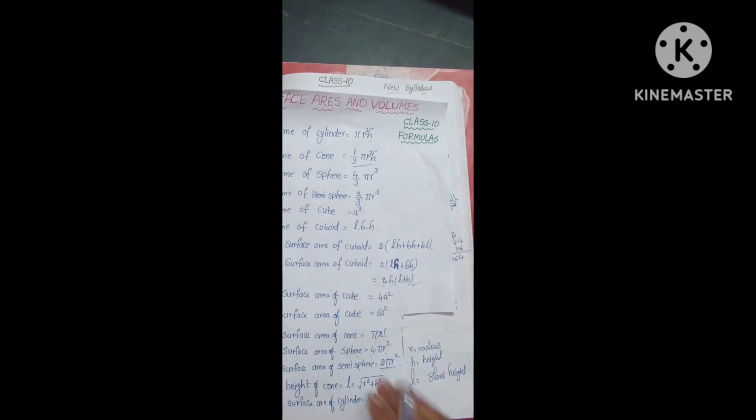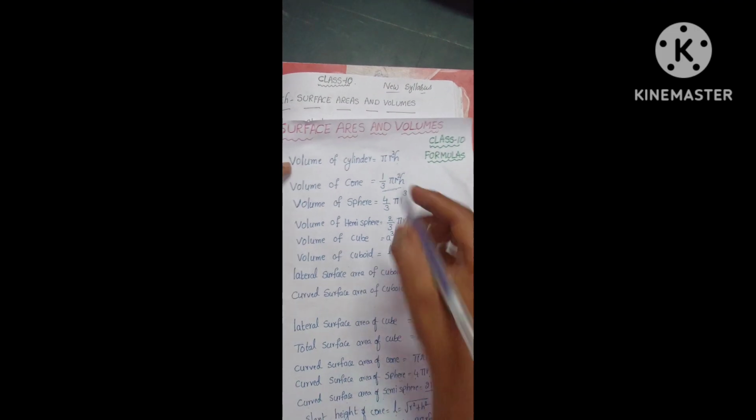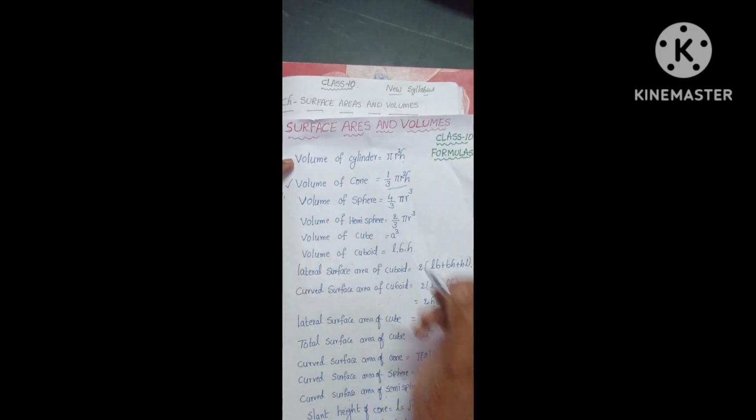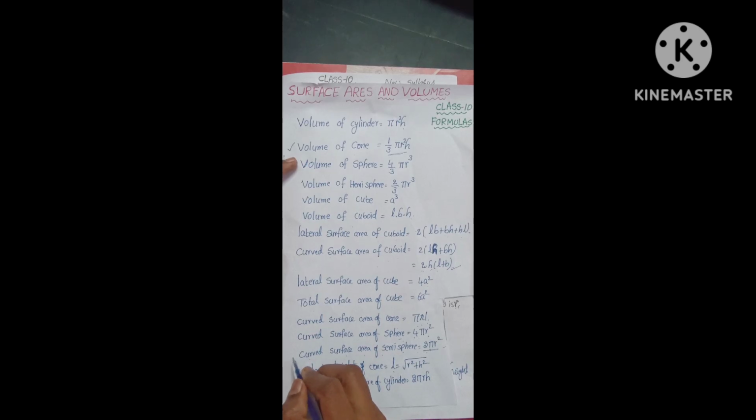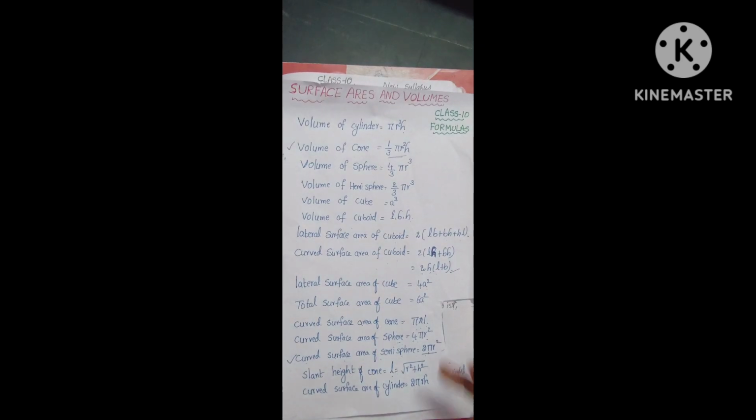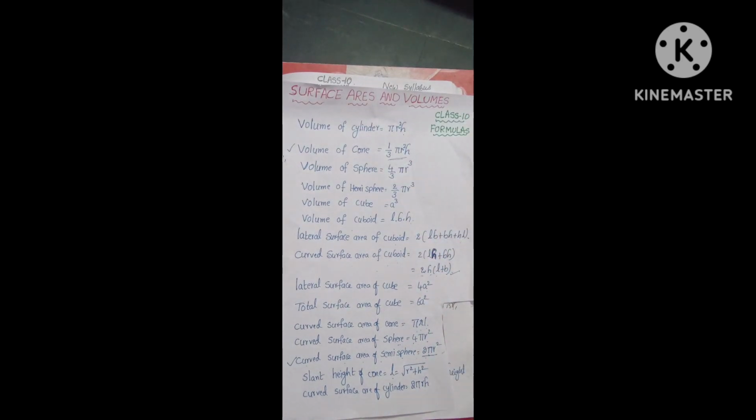Okay, let's come to the formulas. Today we tested the formula for the volume of a cone. I did one problem. After that you can use the curved surface area of a hemisphere. So we did problems using two formulas today.